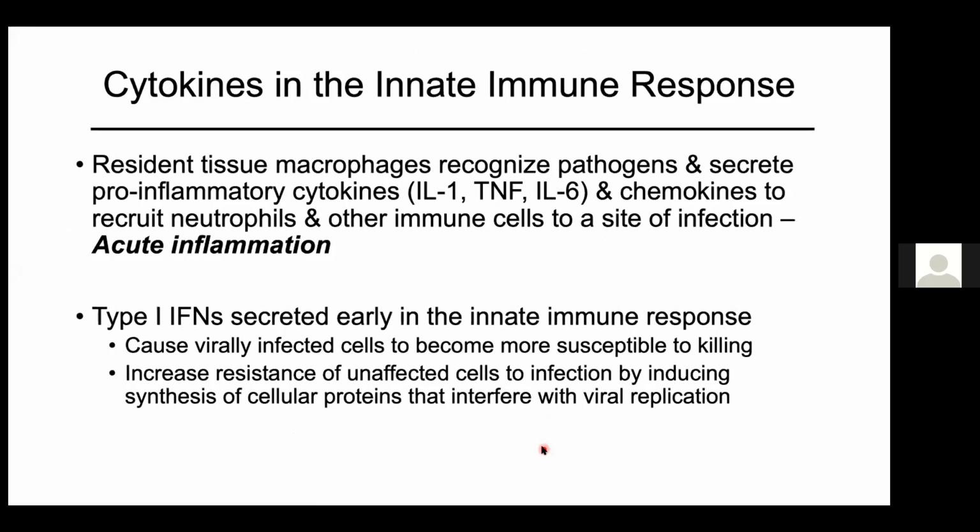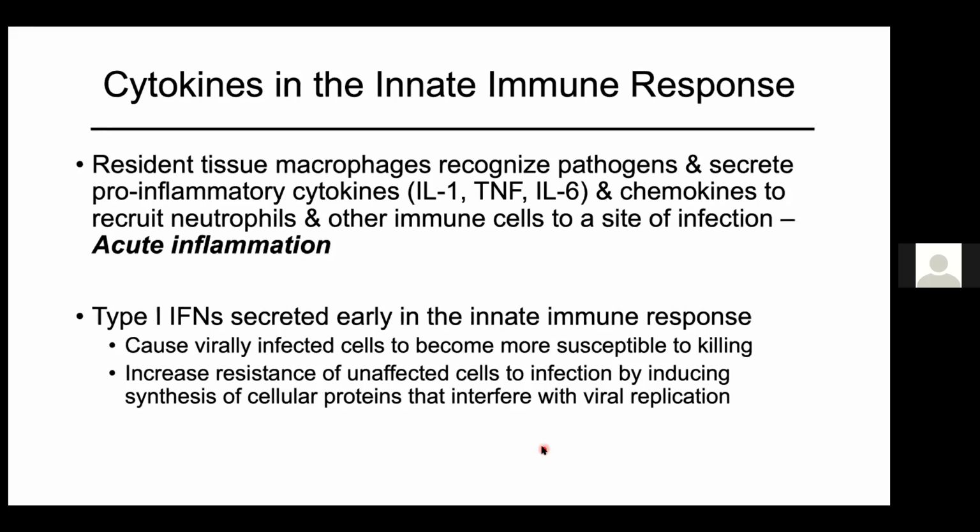This is just reiterating. I've talked about the cytokines of the innate immune response. These are usually secreted by macrophages and monocytes. You could also have your dendritic cells and endothelial cells. And they are pro-inflammatory cytokines, specifically interleukin-1, tumor necrosis factor, and interleukin-6, and then chemokines, which now recruit neutrophils to extravasate from the blood into the site of an infection. And so these are what would cause acute inflammation.